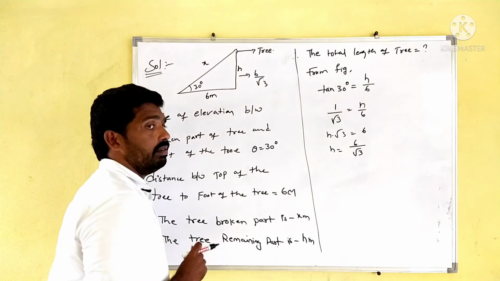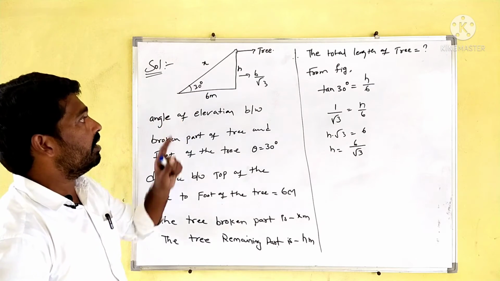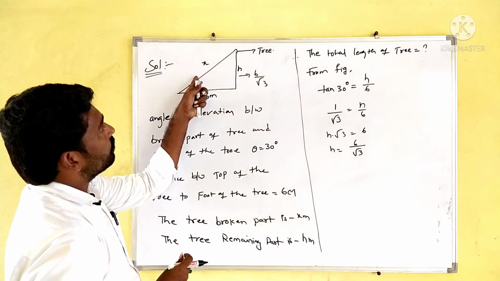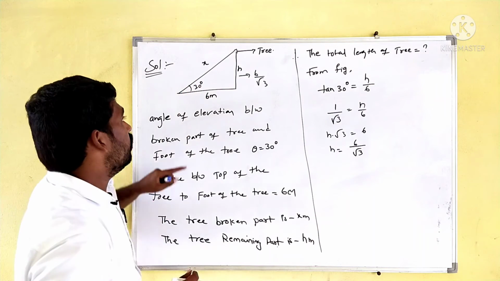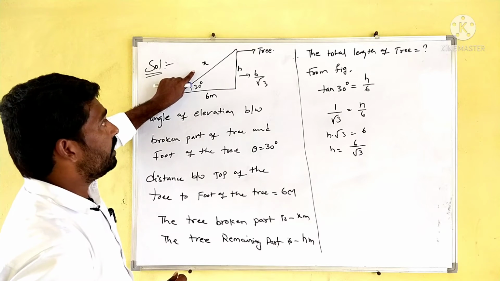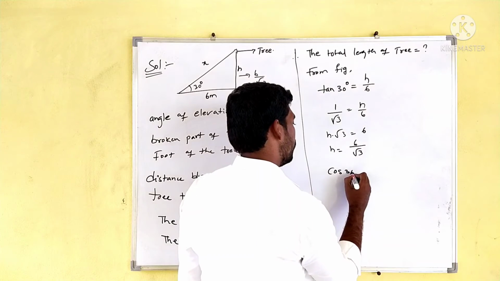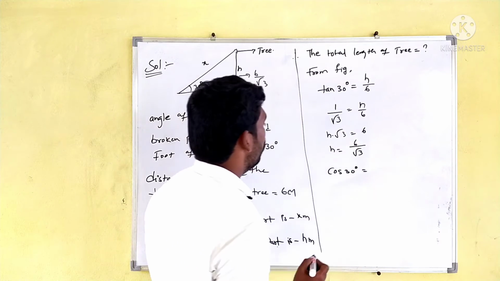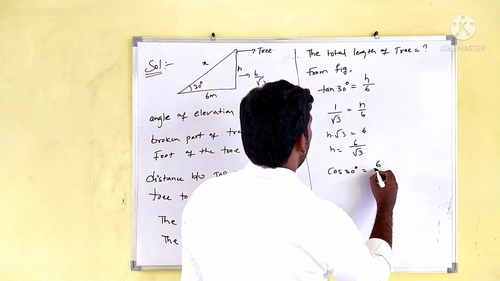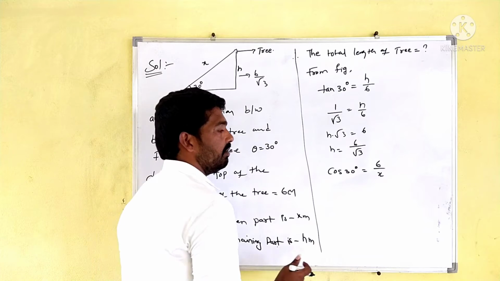Then find the hypotenuse. This one is the broken part. Here the angle is there and the adjacent side is there. To find the hypotenuse, cos 30 equals adjacent side by hypotenuse. Adjacent side 6 divided by x, which we don't know. The cos 30 value is √3/2.